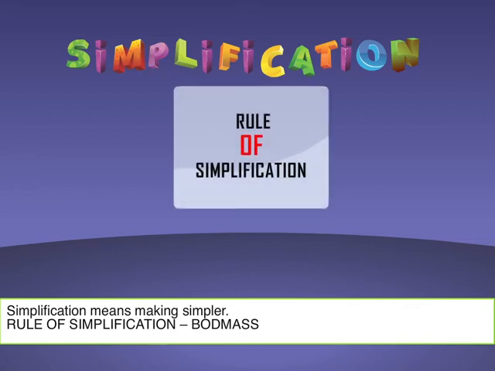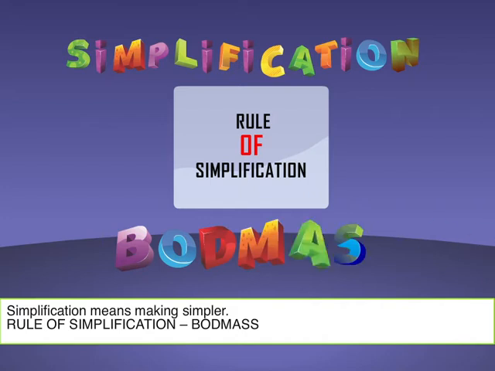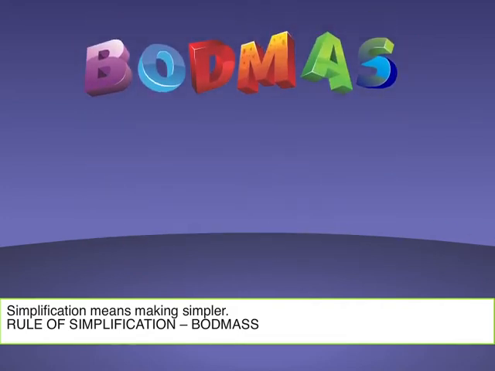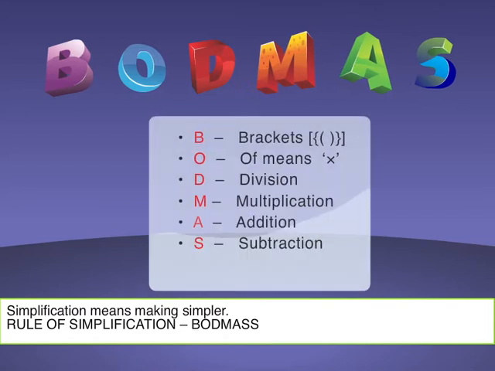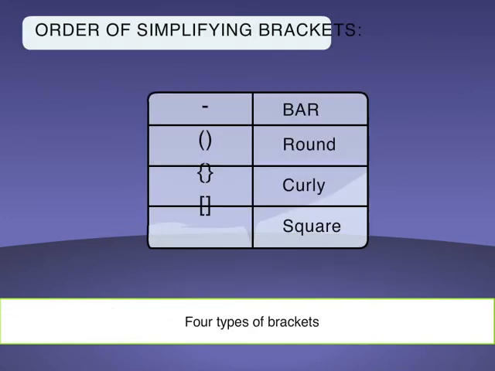Simplification. The word simplification means making simpler. In a simplification sum, the order in which the operation is to be done is given by a rule known as the BODMAS rule. The different letters of BODMAS stand for: B for bracket, O for of, D for division, M for multiplication, A for addition, and S for subtraction.